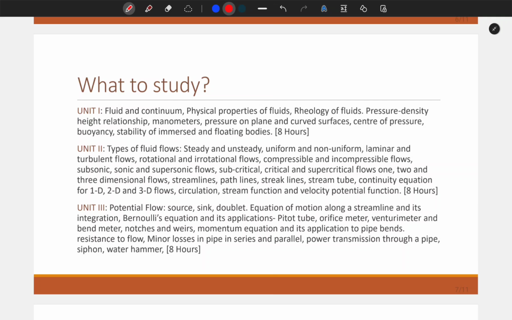Later on we will move to resistance to flow, minor losses, that is, whenever fluid flows, what are the losses occurring in fluid flow, and power transmission through a pipe, that is, whenever fluid flows, what is the value of power transmission. One of the phenomena, water hammer, we will study in this unit.